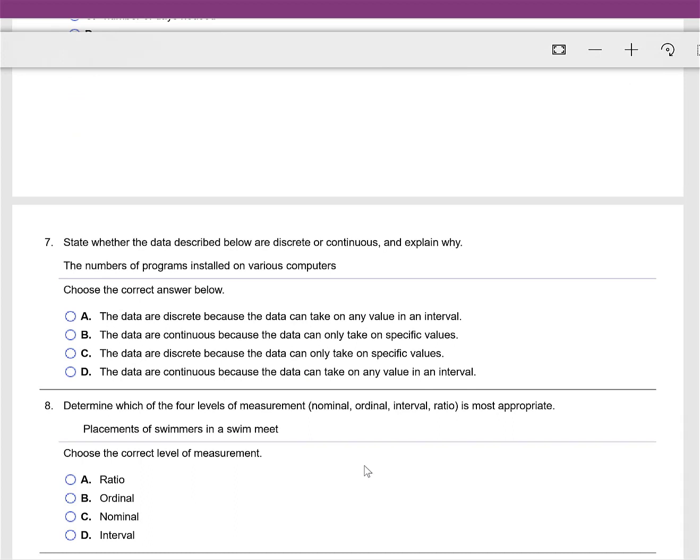State whether the data described are discrete or continuous and why. The number of programs installed on computers. Again, this would be discrete because we can count them. They're going to be 1, 2, 3. They can take on only a certain number of values, and so that's going to be discrete.